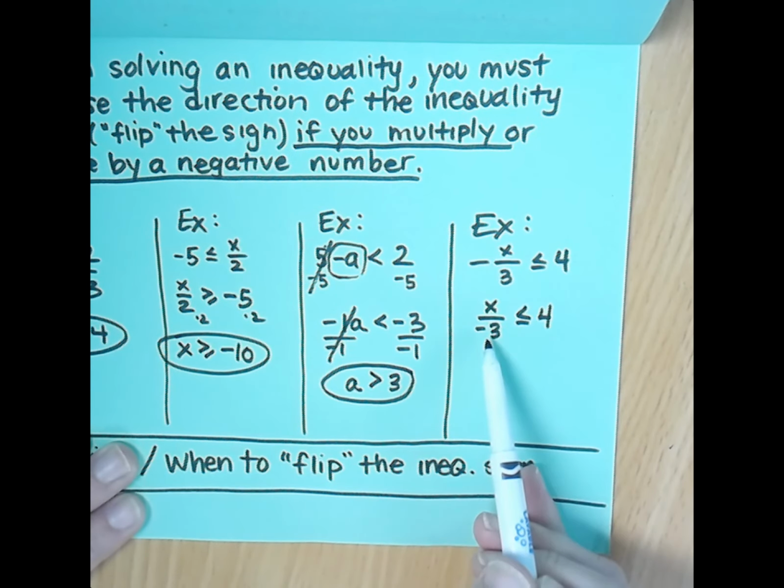Right, now to solve this, I need to get rid of the divided by -3, so I'm going to multiply both sides by -3. So multiplying by a negative, you have to reverse the direction of the sign. Be careful with your rules. 4 times -3 is -12.